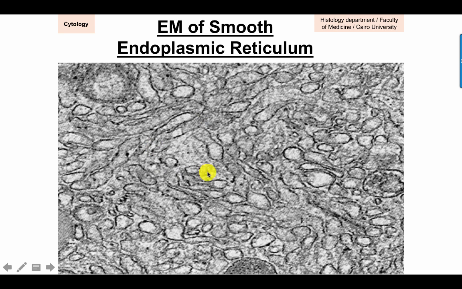When you see the cisternae in the form of these tubules, which are looking like rounded sacs, and they are not parallel at all and not flattened, this is the smooth endoplasmic reticulum, and they are not covered by ribosomes. So when you look for the shape of the cisternae, you can diagnose the type of the endoplasmic reticulum.